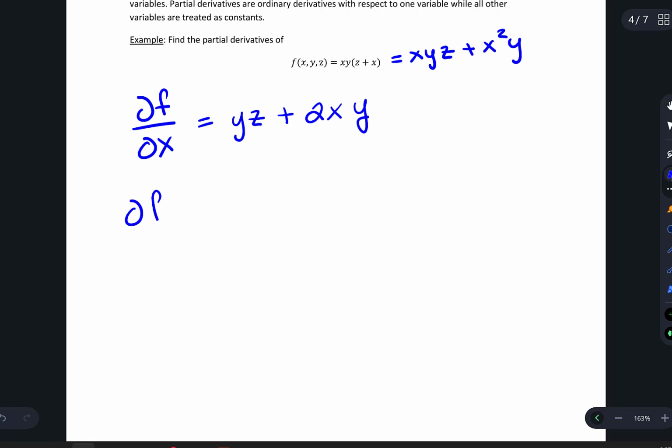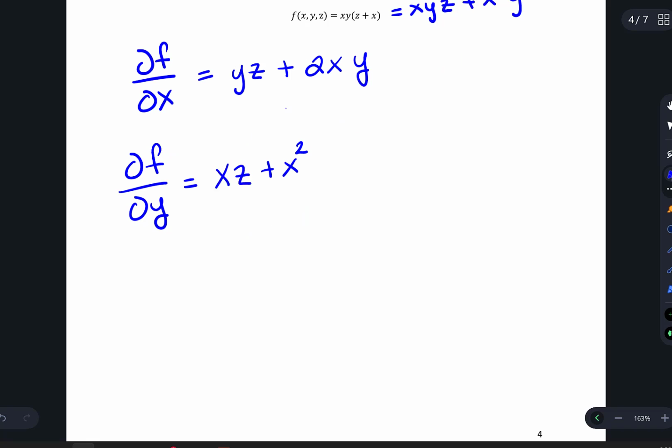Now, you could take the derivative of the function with respect to y. So again, doing the same thing, looking at the first term, we're taking the derivative with respect to y, so x and z are going to be constants, so that just becomes xz. Looking at the second term, the x squared is a constant, and of course the derivative of y with respect to y is just 1.